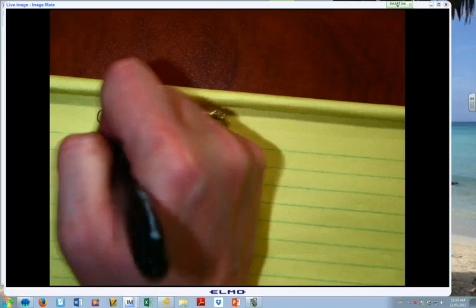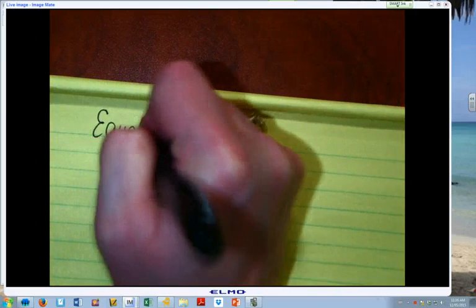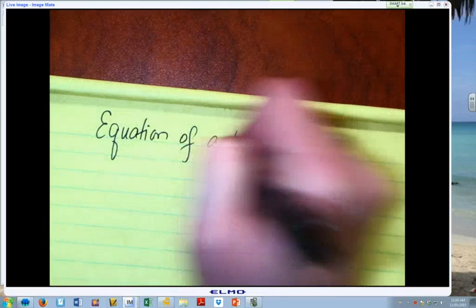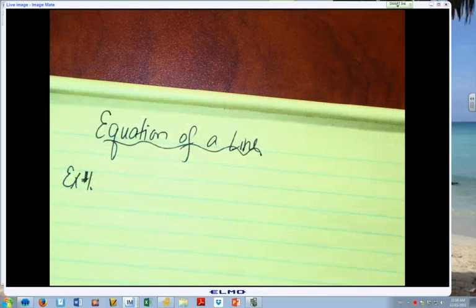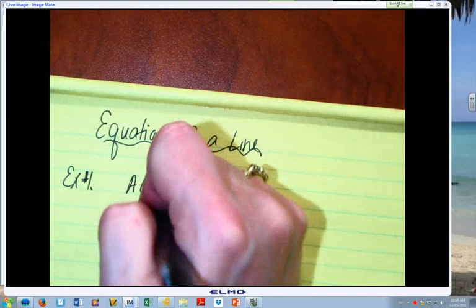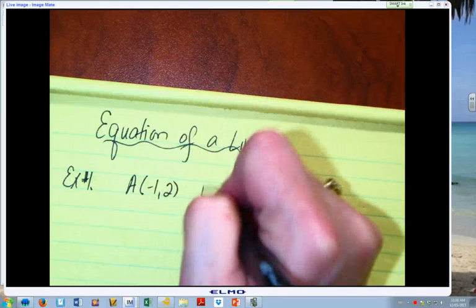Grab paper, equation of a line. You've pillaged all my paper. There's none up there.